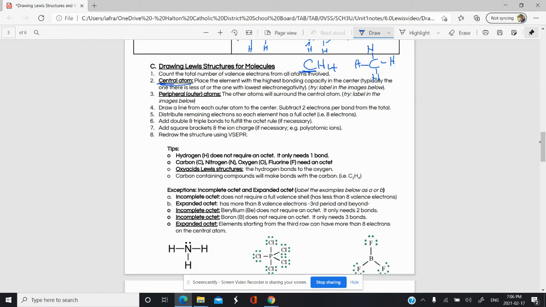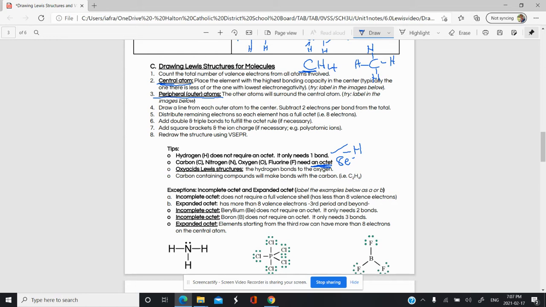So we have our central atom, which is the one in the middle, and the peripheral atoms, which are the ones on the outside. And the idea is that you want to make a structure so that all the elements are happy. In other words, they have their full valence shell. What you're going to notice is that for an element like hydrogen, it's only going to need one bond, one line all the time, because it only needs 2 electrons to fill its valence shell. But things like carbon, nitrogen, oxygen, fluorine, they need a complete octet. They need to have 8 electrons to complete their valence shell.